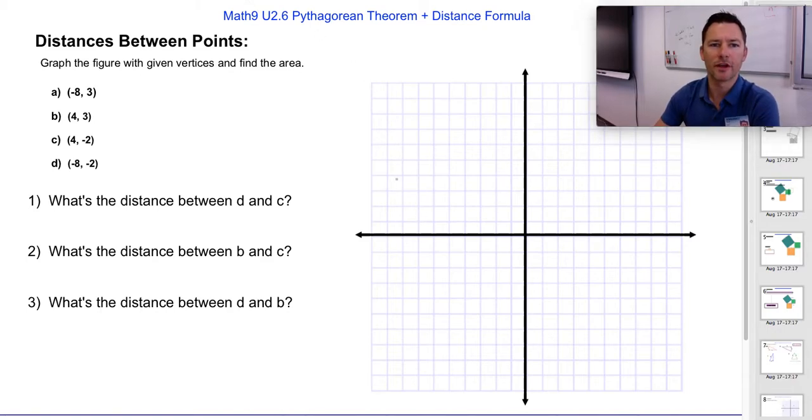What up, nerds? Today we're checking out the distance between points. It's the Pythagorean theorem and distance formula.